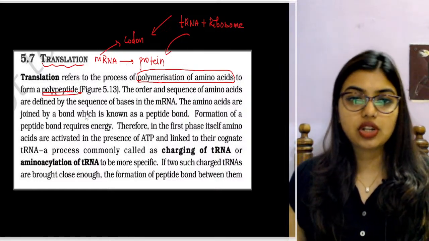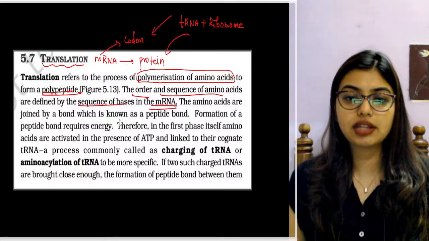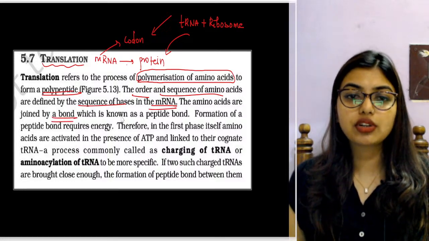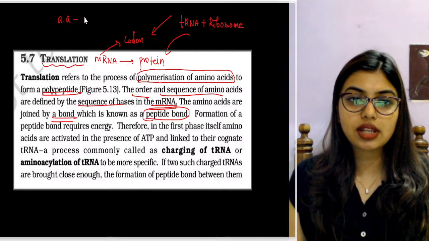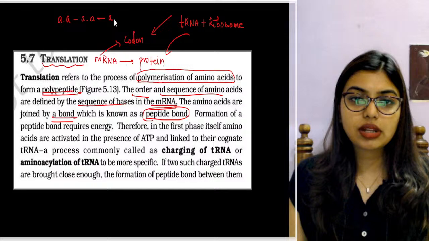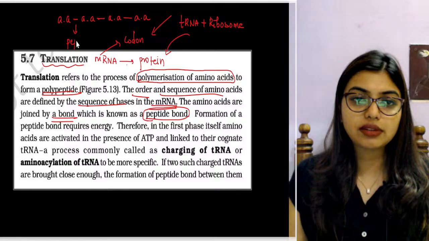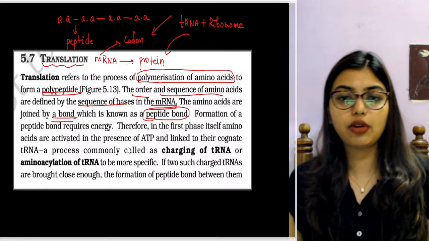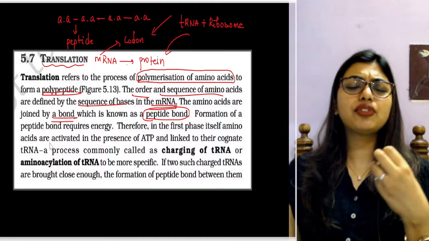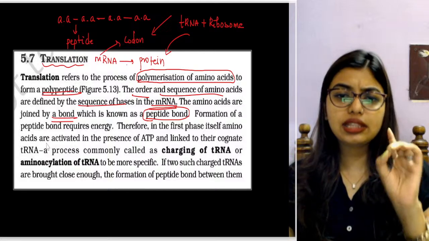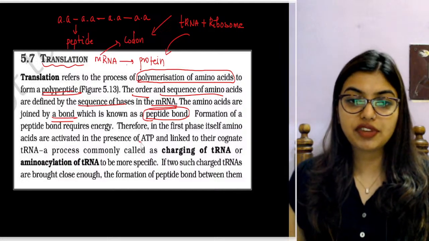Understood the cycle? Now, the order and the sequence of amino acids are defined by the sequence of bases in the mRNA. The amino acids are joined by a bond called a peptide bond. One amino acid is going to attach to another amino acid, and to another. Understood? Peptide bond. Now, formation of a peptide bond requires energy. Formation of any bond for that matter requires energy.